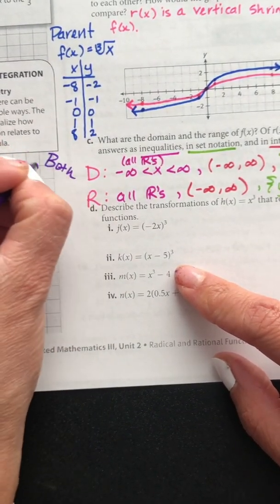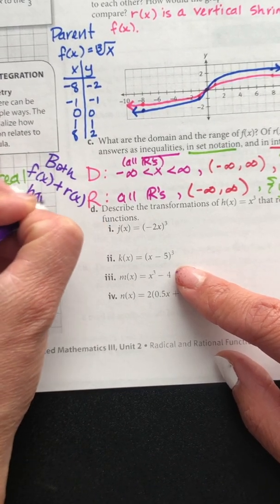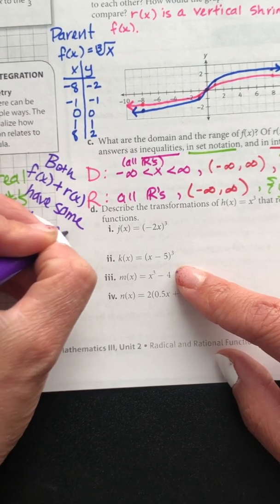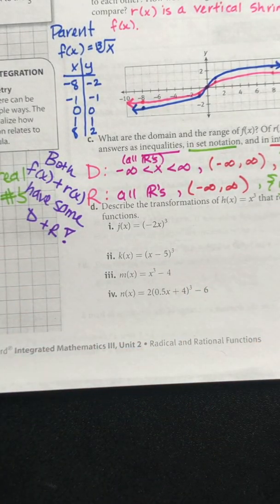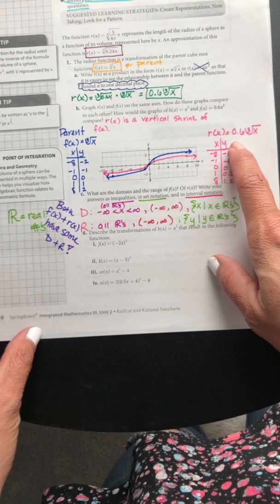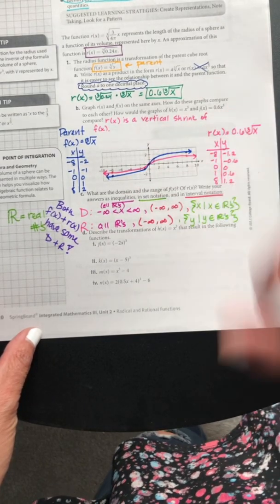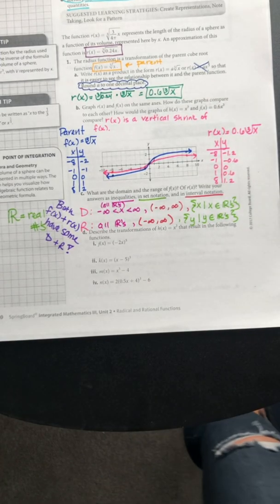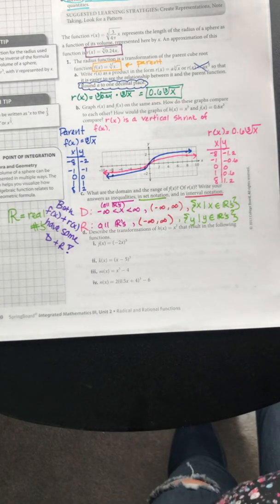So both f of x and r of x have the same domain and range. And that's because they weren't shifted anywhere. The only thing that's different between the two is the vertical shrink by a factor of 0.6. That's the only difference. The pink one is a little smaller. It was squished. It was shrunk. Otherwise, they still have the same shape. They're still in the same location. None of that changed.